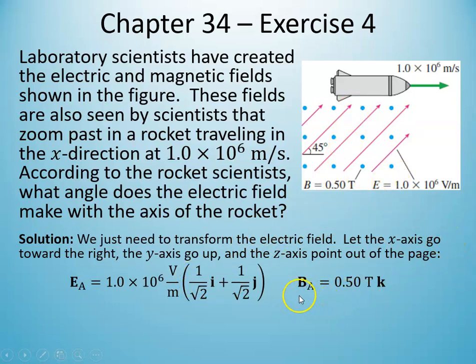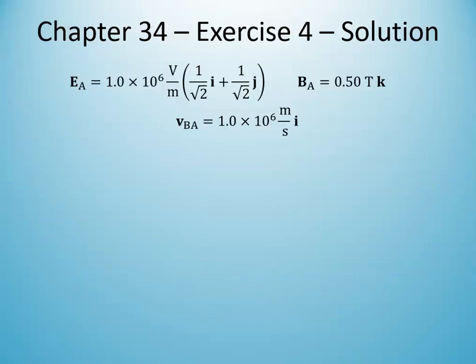And we also have our magnetic field vector as well. It's pointed out of the page, and if we assume x is to the right and y is up, then z is out of the page. So this is good so far. And our velocity vector is in the positive x direction, 1,000,000 meters per second. So here's where we're at so far.